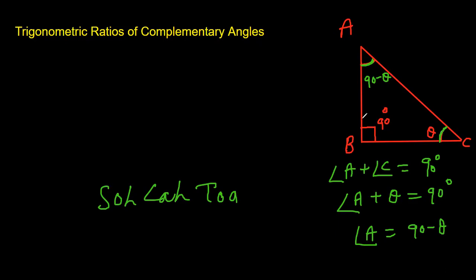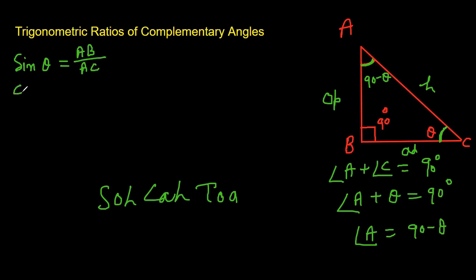For this angle theta, let's write sine of theta. Theta is angle C. In a right angle triangle, we already know the hypotenuse is the side opposite to 90 degrees. And for this theta, the opposite side is AB and the adjacent side is BC. So we can write sine theta as opposite by hypotenuse, that means AB over AC.